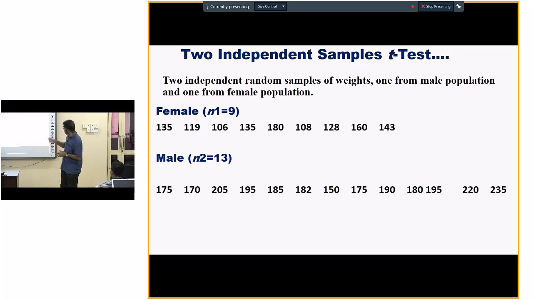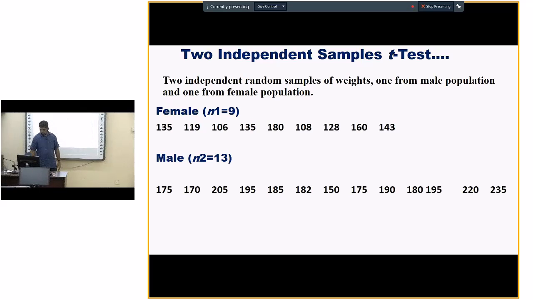Again, we have to test the normality. If it is normal, then we can go for the independent sample t-test. If it is not normal, non-normal, then we can go to the Mann-Whitney U-test, under the non-parametric category. Again, our test depends on that criteria.